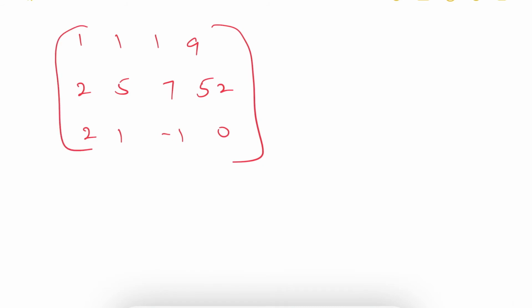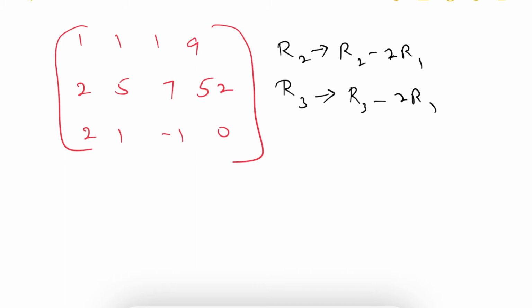Okay, now for this what I will do is some row operations. Row 2 I will make it R2 minus 2R1. At the same time, row 3 I will change to row 3 minus 2 times R1. Okay, let us go with it now.